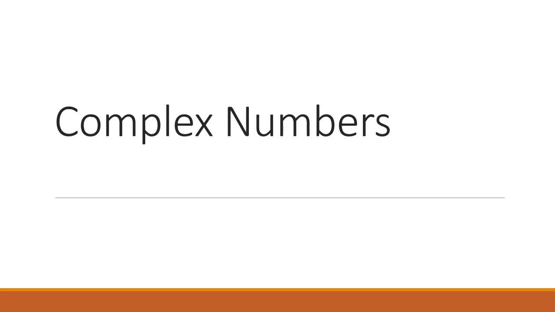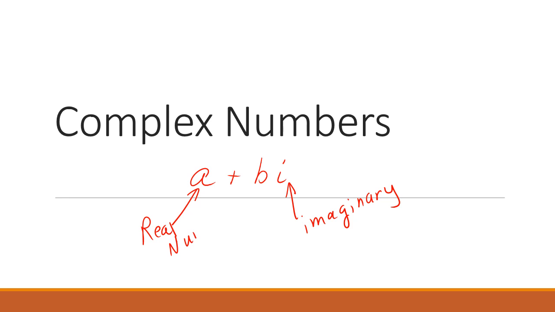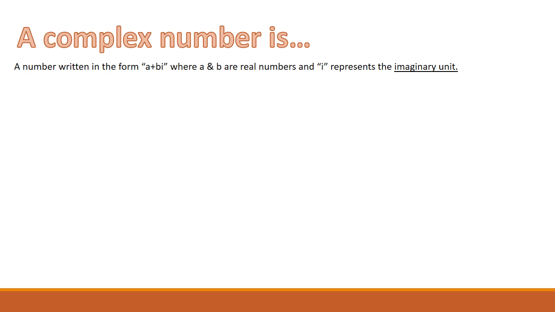Today we're going to talk about complex numbers. Complex numbers are any numbers in the form of a plus bi, where i stands for the imaginary unit, and a and b represent real numbers. A complex number, as I said, is written in the form a plus bi. a and b are real numbers, and i represents that imaginary unit.